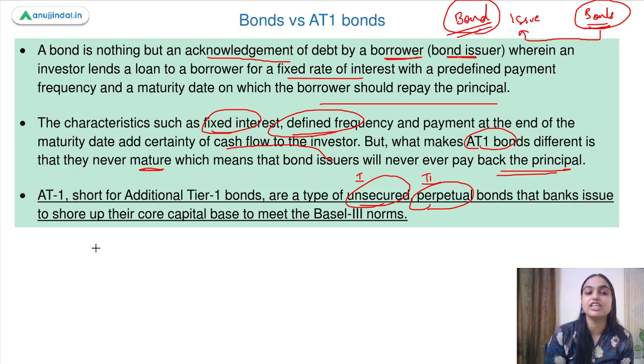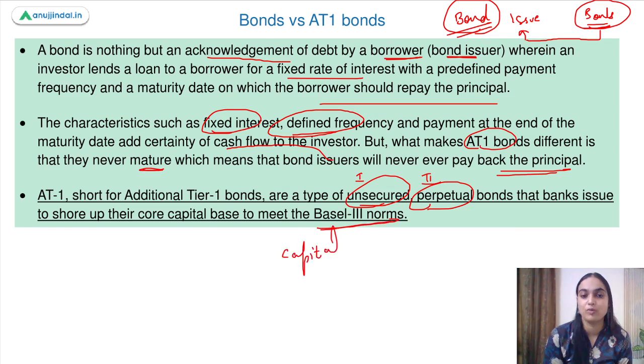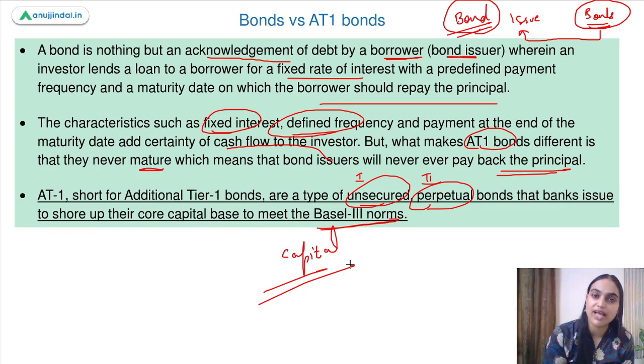The bonds that banks issue to shore up their core capital base to meet the Basel III norms. Basel III norms meet करने के लिए कुछ capital requirements हैं जो bank को meet करनी होती है. Enough tier 1 capital नहीं है तो वो additional capital raise कर सकती है, and one of the instruments through which that can be raised is the AT-1 bonds.